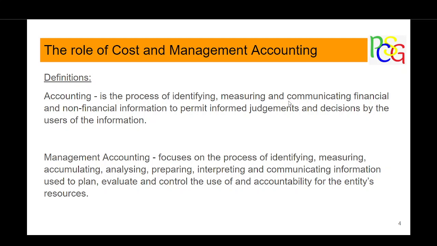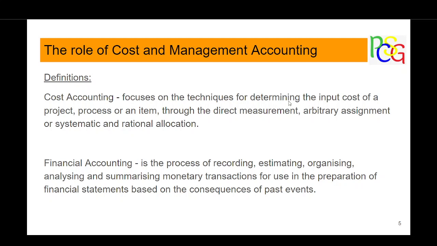Right, so we move on to the next set of definitions. Now we have cost accounting. I define cost accounting as focusing on the techniques for determining the input cost of a project, process, or item through direct measurement, arbitrary assignment, or systematic and rational allocation. Cost accounting is self-explanatory. It focuses on the costing of projects, processes, items, or products of a business, and the mechanisms and strategies you would use to cost these items.